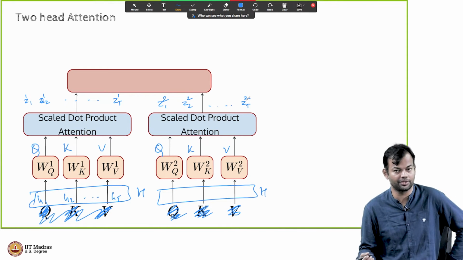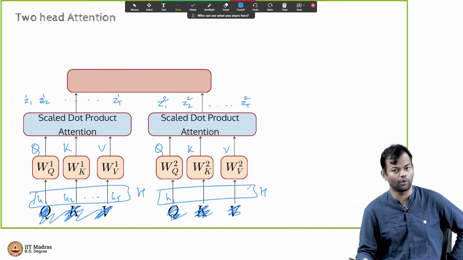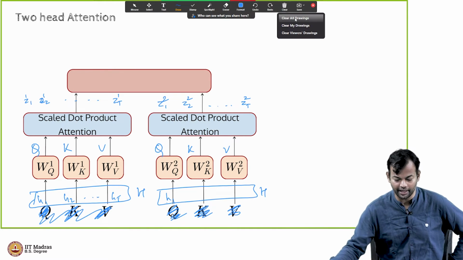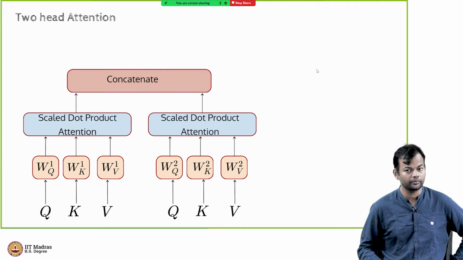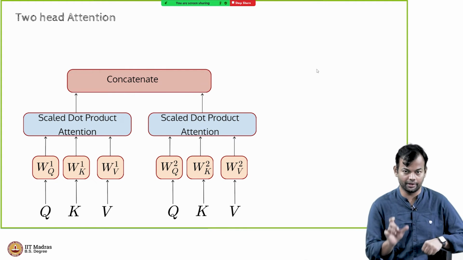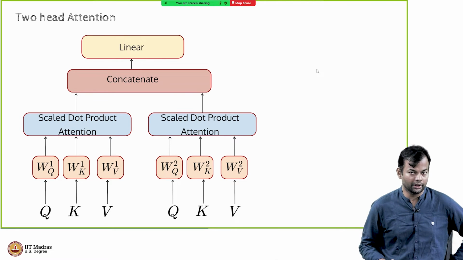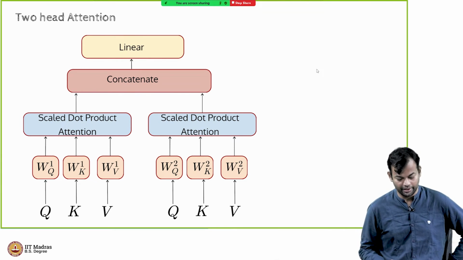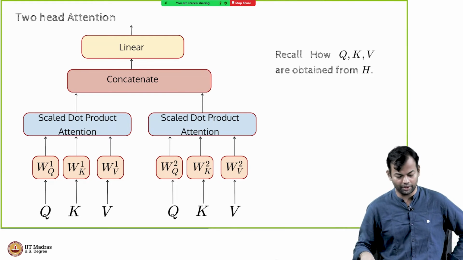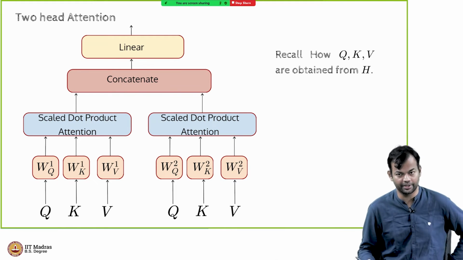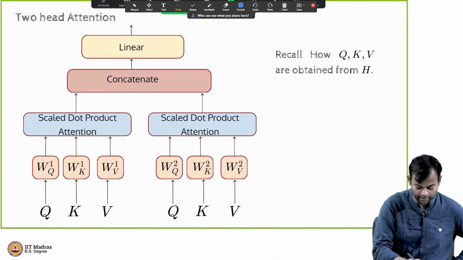Now what do I do with this? I have two representations now computed for this word, H1 to HT. So now what do I do with these two Zs? Simple, I just concatenate them. So that's all I'm going to do. So you concatenate, so you get a larger representation, and then you pass it through a linear transformation. So we'll see that soon, and then what you get is the final output. So let's just look at this carefully. What is happening here?